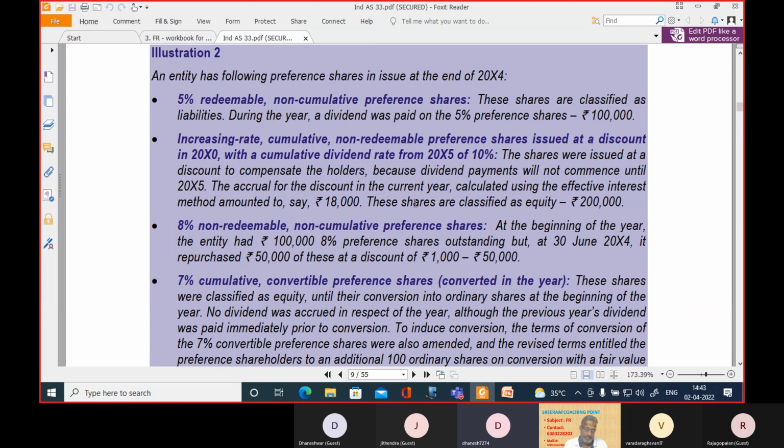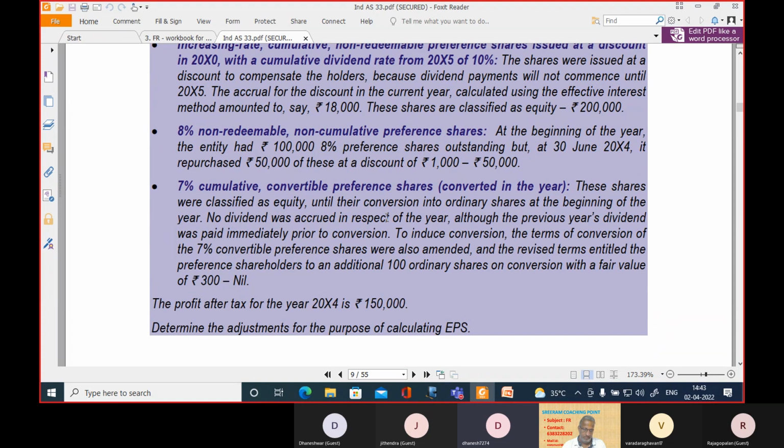These shares were classified as equity until their conversion into ordinary shares at the beginning of the year. No dividend was accrued in respect of the year, although the previous year's dividend was paid immediately prior to the conversion. To induce conversion, the terms of conversion of the 7% convertible preference shares were amended, and the revised terms entitled the preference shareholders to an additional 100 ordinary shares on conversion with a fair value of ₹300 nil.